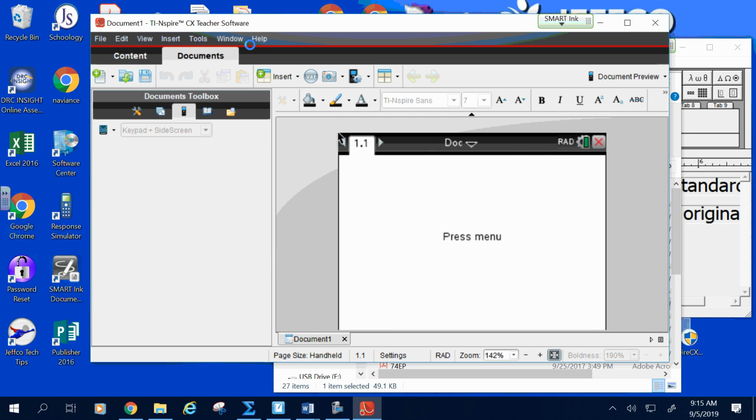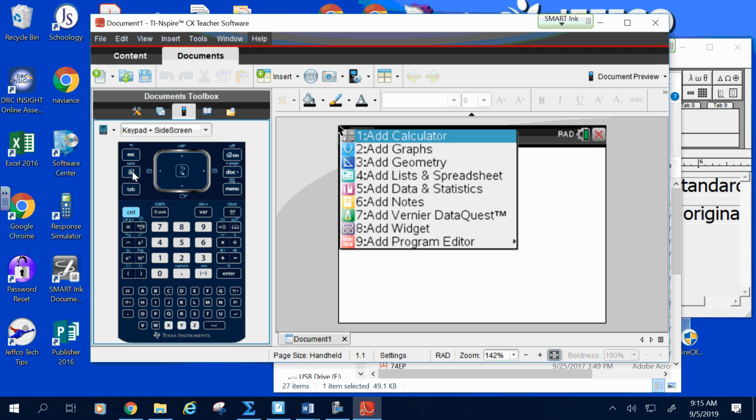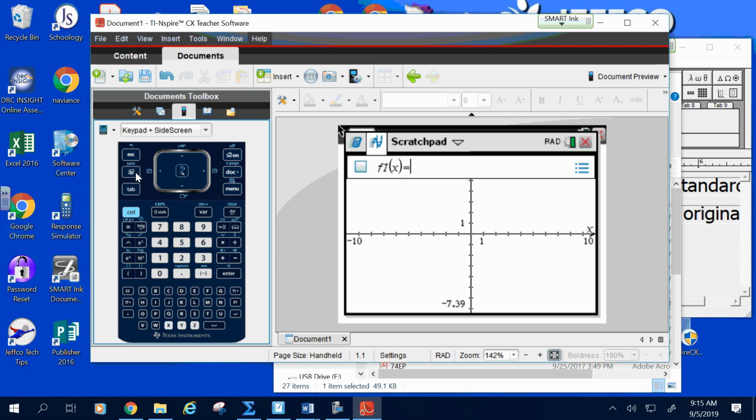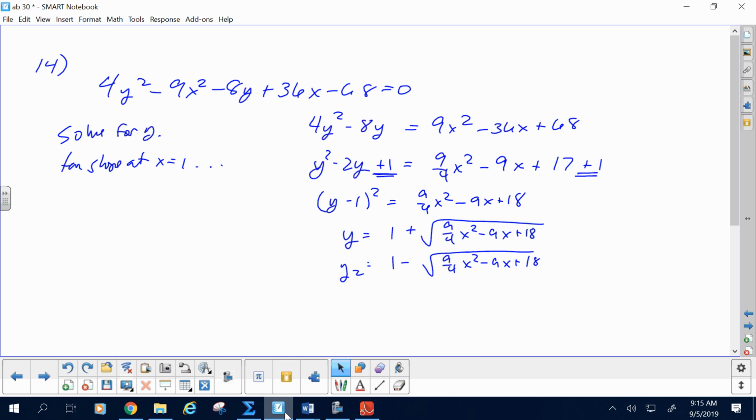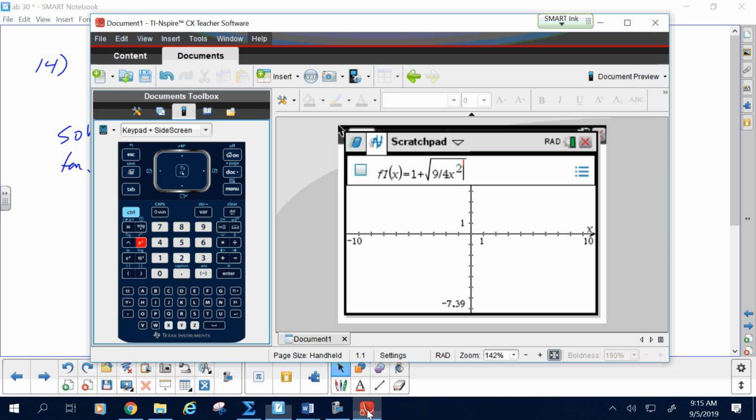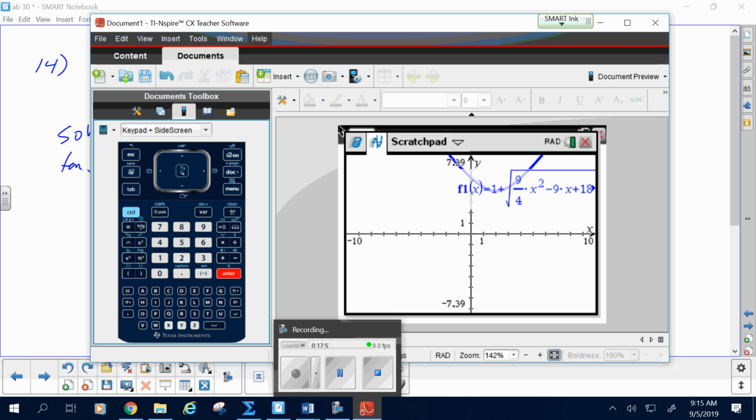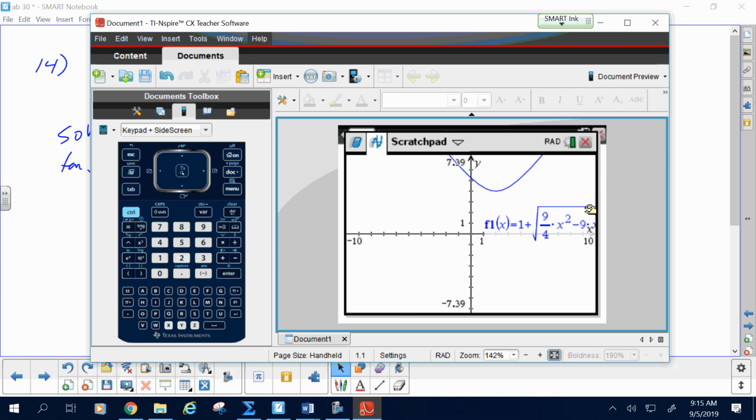Okay, so here we go. In F1, I've got 1 plus the square root. Obviously, this is a mess, so be careful. 9 divided by 4, x squared, I believe. And then minus 9x plus 18. Boom. Do you get something like that? You with me?